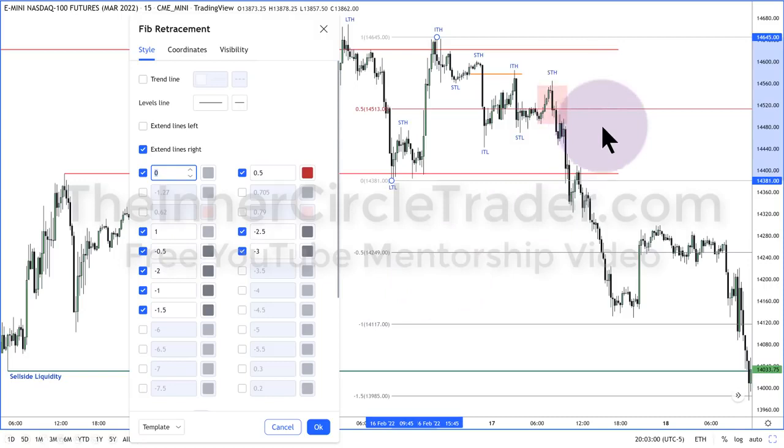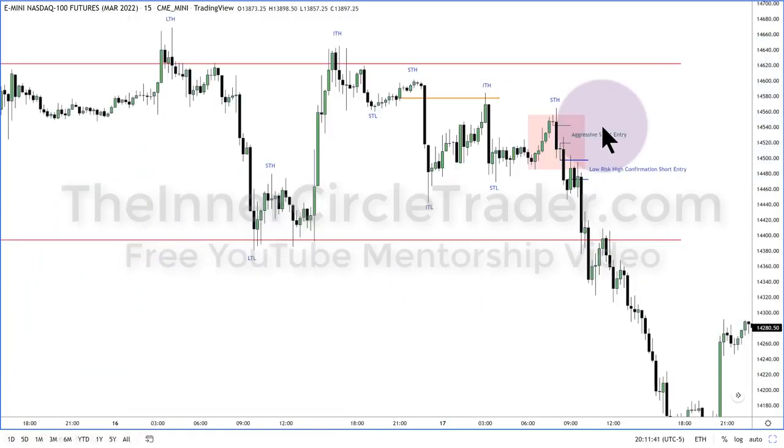So if we're looking at this little shaded area here, I want to zoom in now and get down to the heart of this teaching. This is the same 15-minute time frame. I'm just zoomed in a little bit more. This is an aggressive entry for going short.